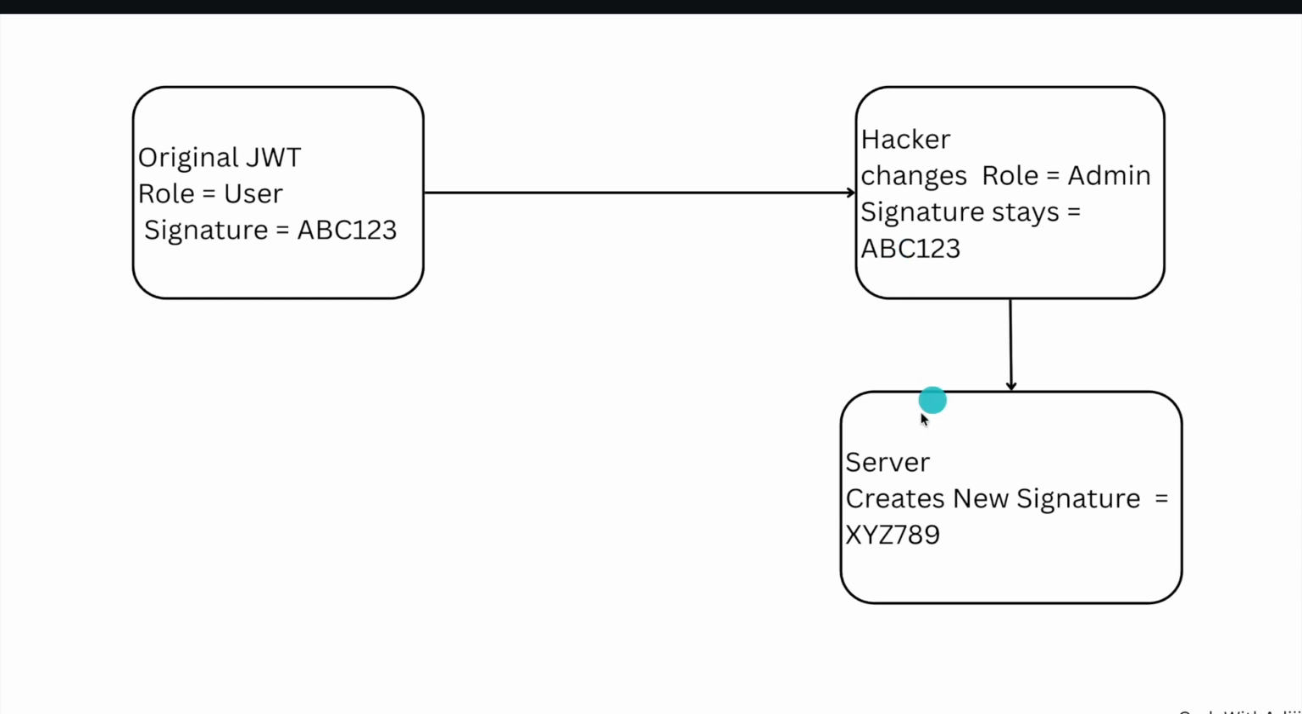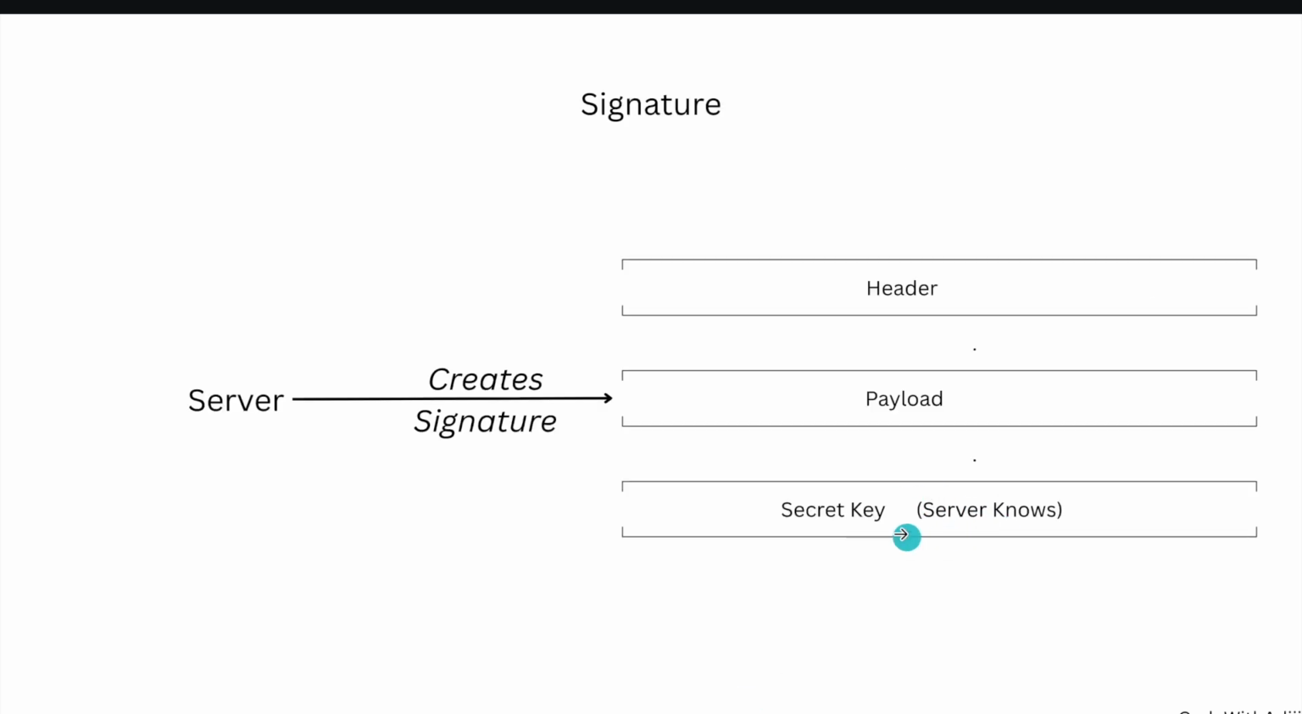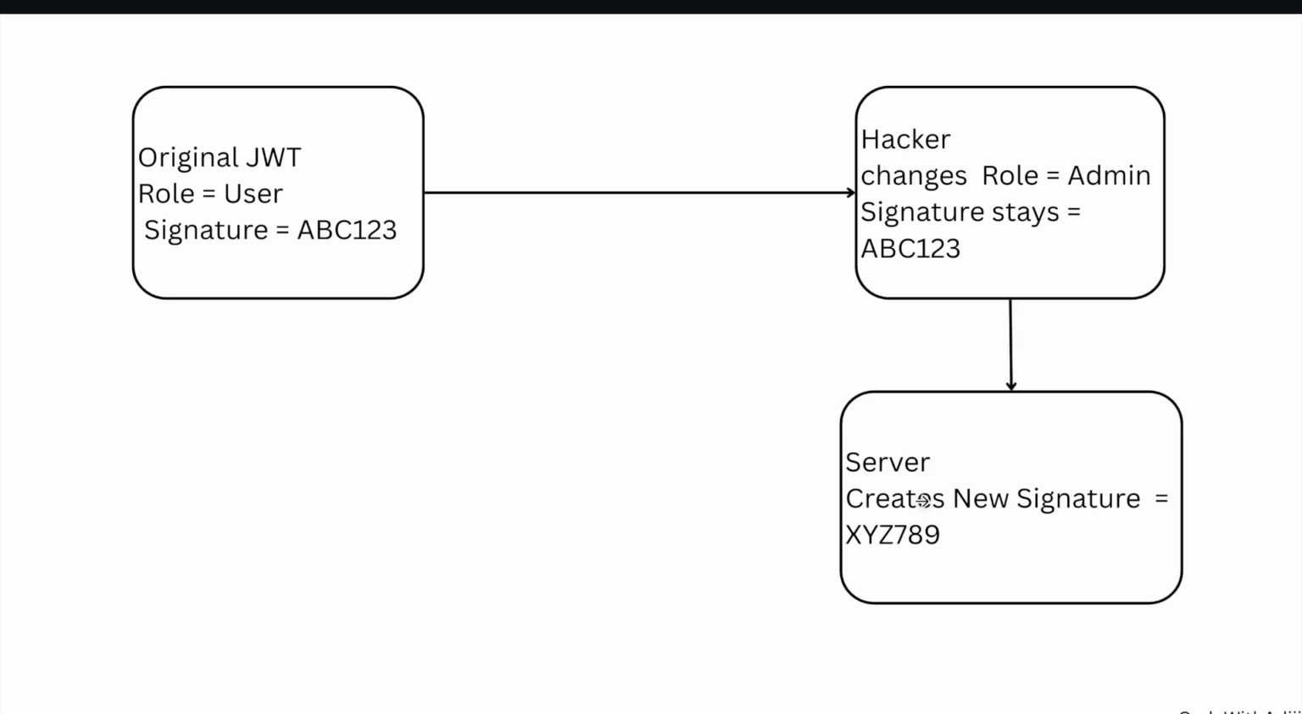When the server receives it, it does not blindly trust the signature that is inside the token. Instead, it creates a brand new signature using the received header, the payload, and its own secret key, which is stored inside the server. Right.